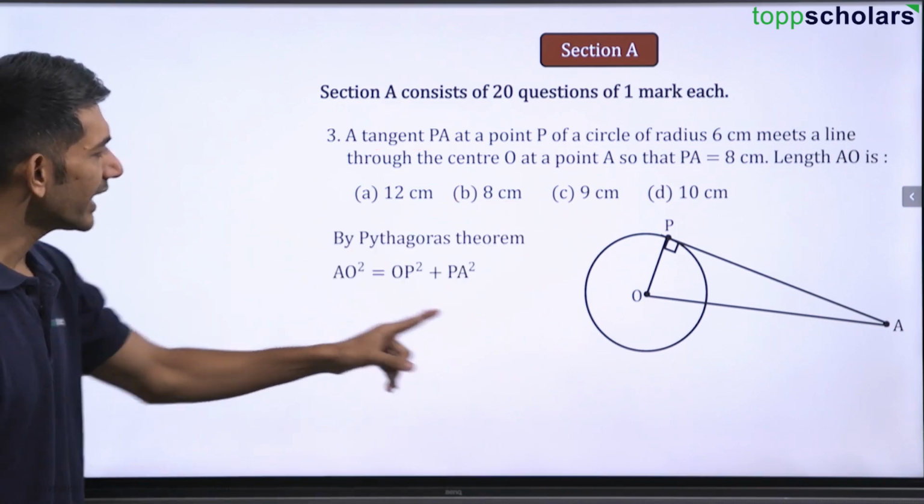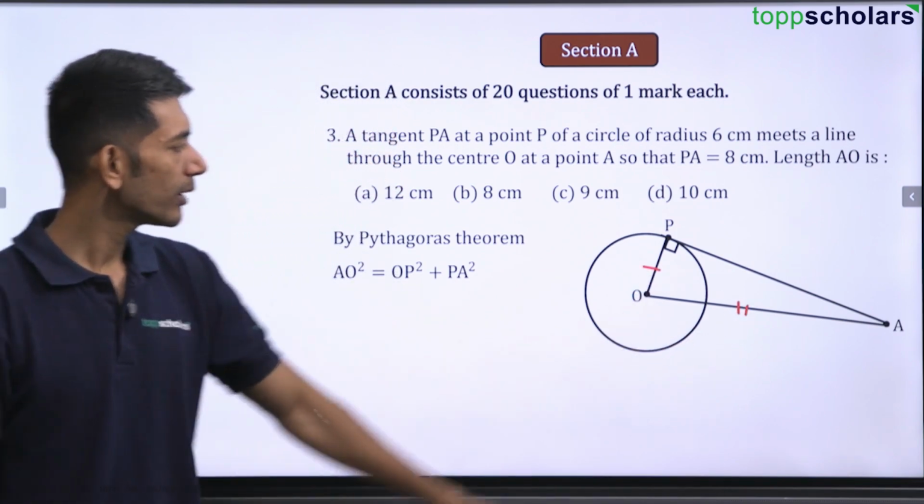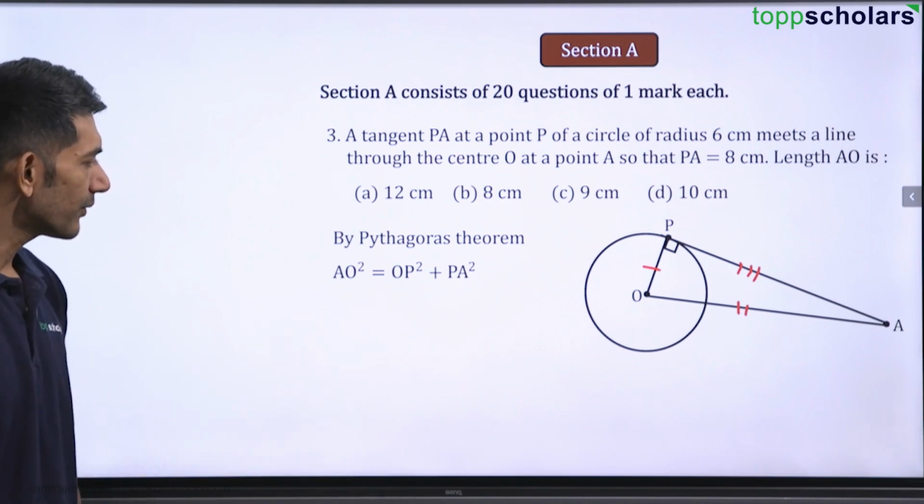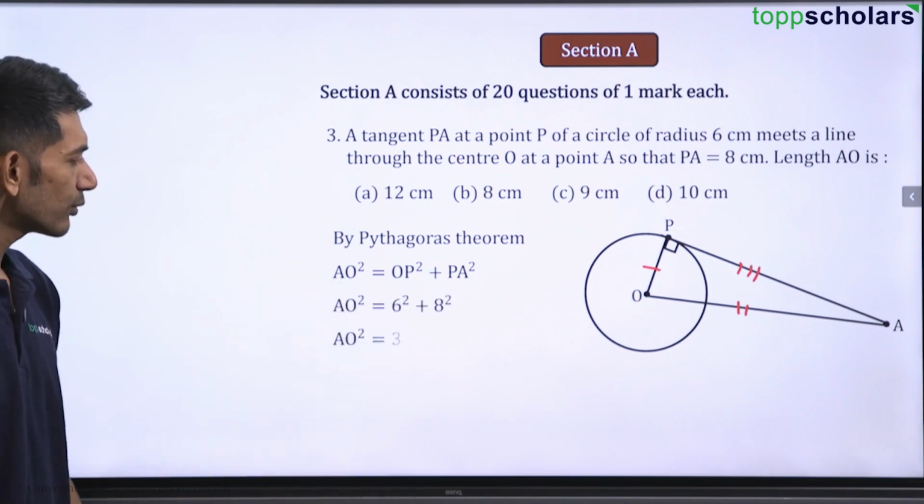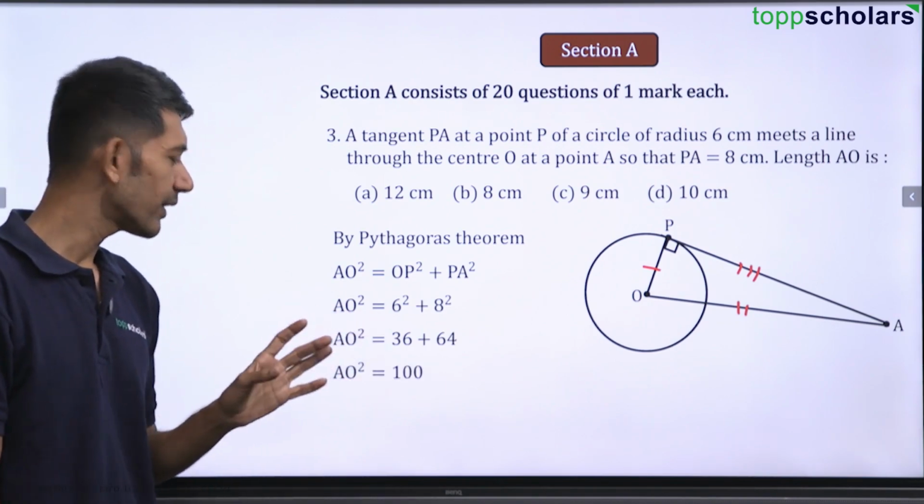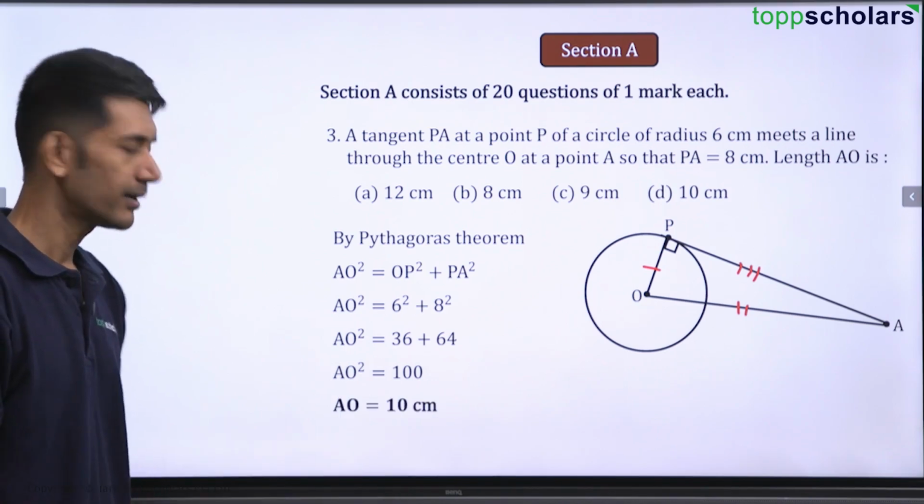So we will have AO square, right? This AO square is equal to OP square plus PA square. Put the values 6 and 8. So you get 6 square plus 8 square, 36 plus 64, that gives you 100. Square root of 100 is nothing but 10. So the value of AO is 10 centimeters.